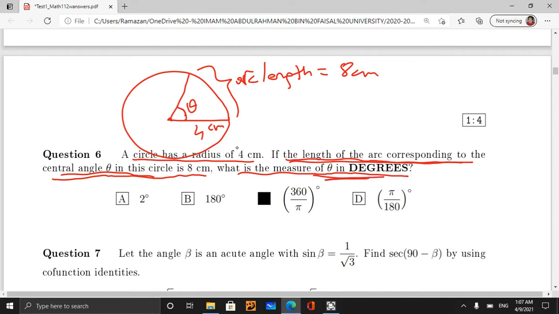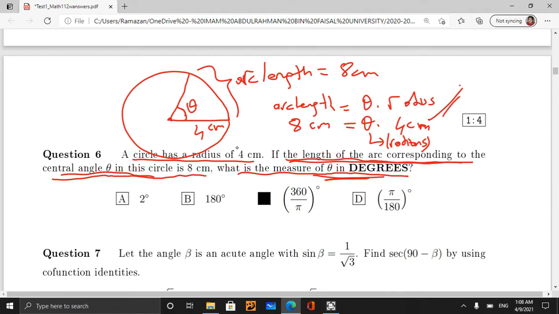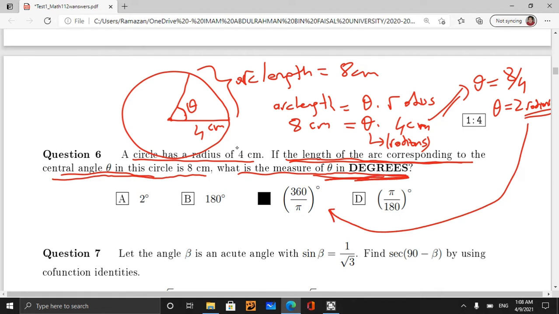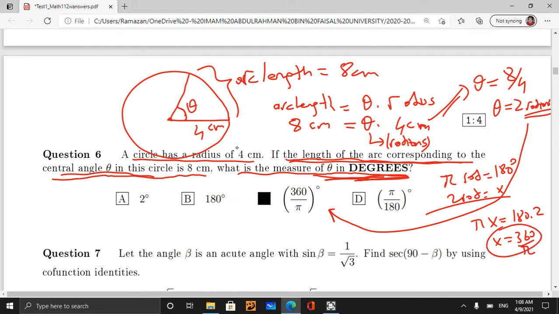So we have this formula here. The arc length is always equal to theta times r, the radius. But when using this formula, we always have to keep in mind theta is always assumed to be in radians. So when you solve this one, you will get theta is equal to 8 over 4, which is 2. But 2 radians, so this is important, 2 radians. Then you have to change the radians to degrees. So how can you do it? Pi radians is equal to 180 degrees, and then 2 radians is equal to x. So pi times x equals 180 times 2, so x will be 360 divided by pi, so we'll end up with C.